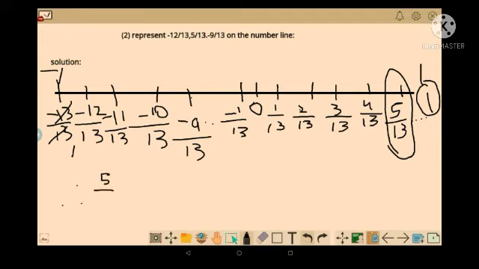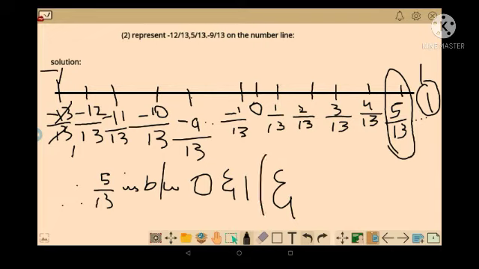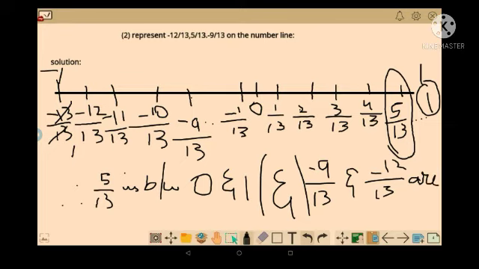Therefore, I'm writing, 5 by 13 is between 0 and 1, and minus 9 by 13 and minus 12 by 13 are between 0 and minus 1. Okay, it is a little bit ugly, but it can be easily understood. Okay, so next one.